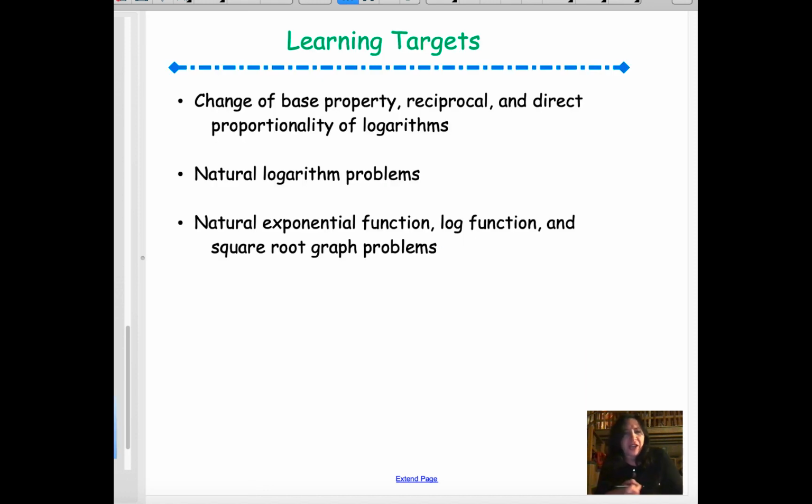Okay, so learning targets: change of base property, reciprocal, did all that, natural logs, and we haven't done any square root. Oh, we did square root functions, but not graphs yet. But that's actually for after we get back from the holiday, so a tricky feast.